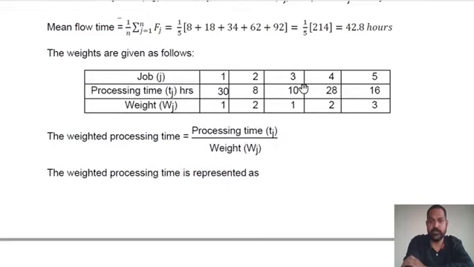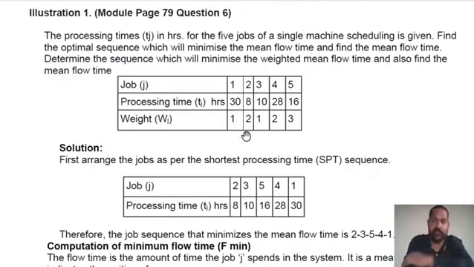Let's come back to the question. Now in the question, they have given you weights, correct? And they have asked you to determine the sequence that will minimize the weighted mean flow time. Now I know one thing: flow time can be minimized only by sequencing according to SPT. But now they have given us weights. So the weights have to be taken into consideration? Yes. I want to stop this question right here and elaborate a little bit on weights.